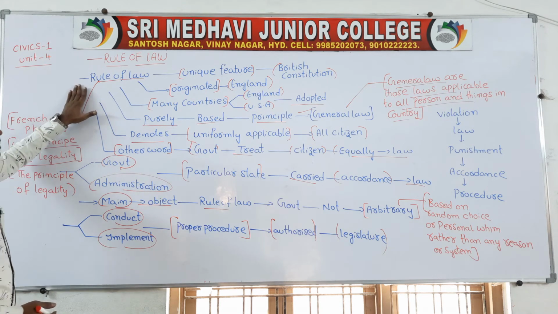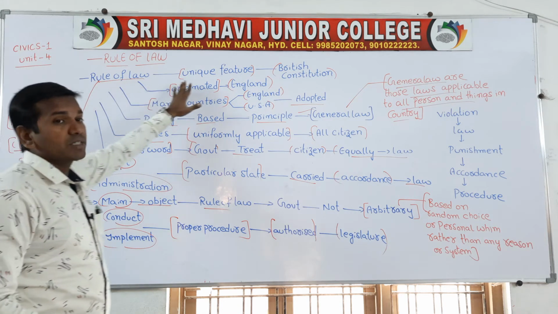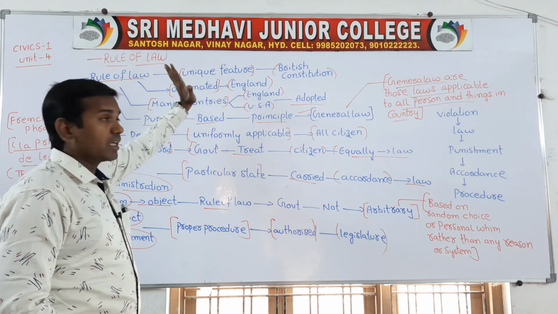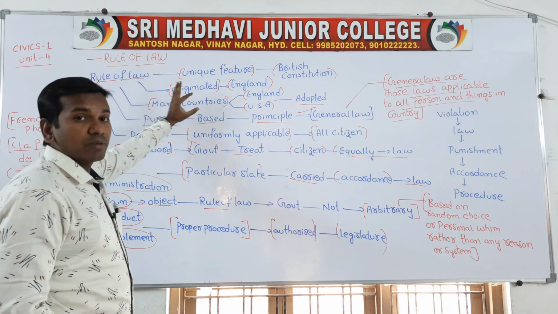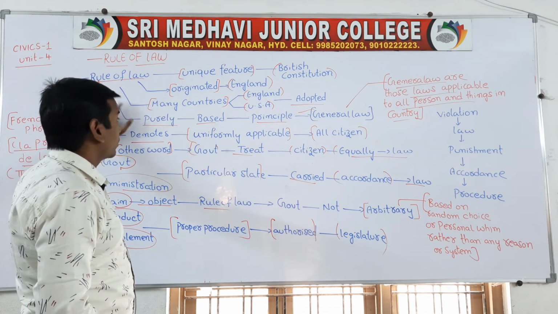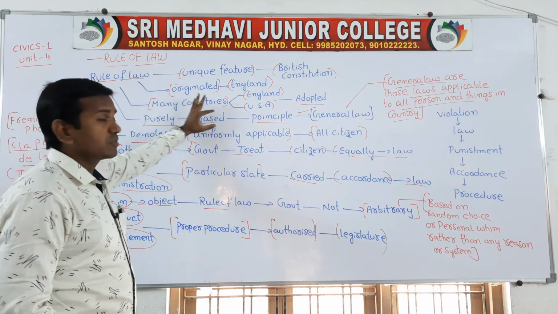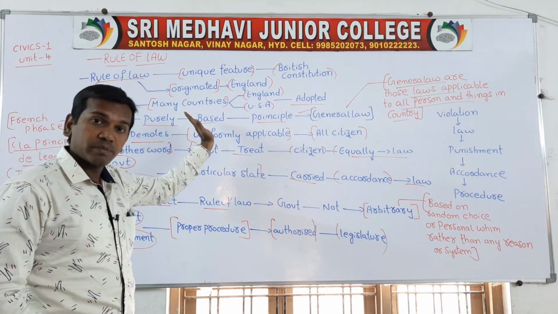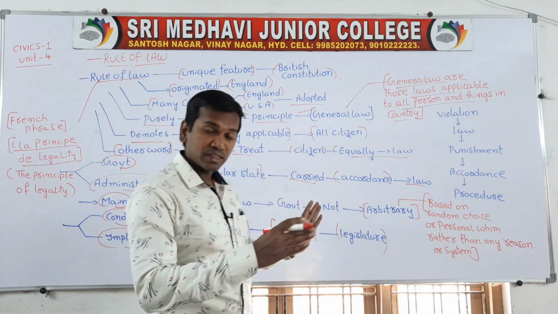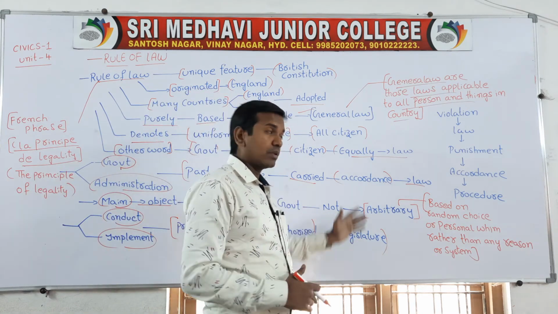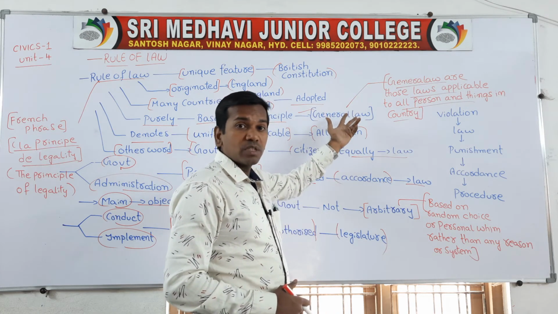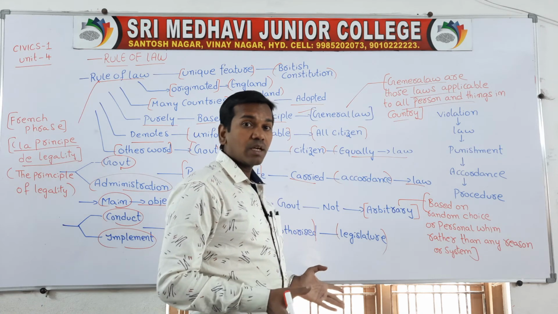So once again we will discuss rule of law. Children, this is one of the important features of the British Constitution, and it mainly originated from England, and many countries have adopted the rule of law. England and America are the two countries which have adopted it. It is mainly based on the principle of general law. What is called general law? Rule of law means all citizens are equal in front of law. General law is also the same thing: those laws which are applicable to all persons or things.